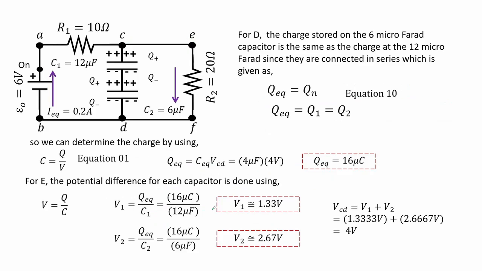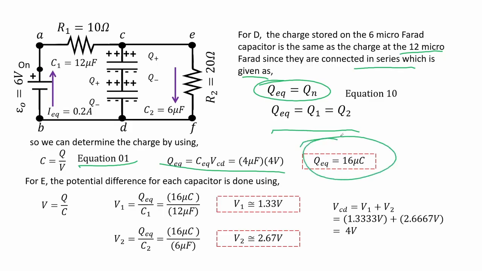For letter D, the charge stored on the 6 microfarad capacitor is the same as the charge on the 12 microfarad capacitor since they are connected in series, which is given in equation 10. So we can determine the charge by using equation 1, where we utilize the equivalent charge, equivalent capacitance and equivalent voltage which we have obtained earlier. The equivalent charge gives us 16 microcoulomb.